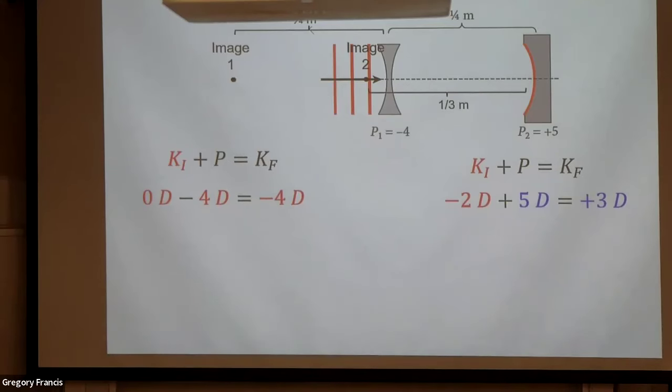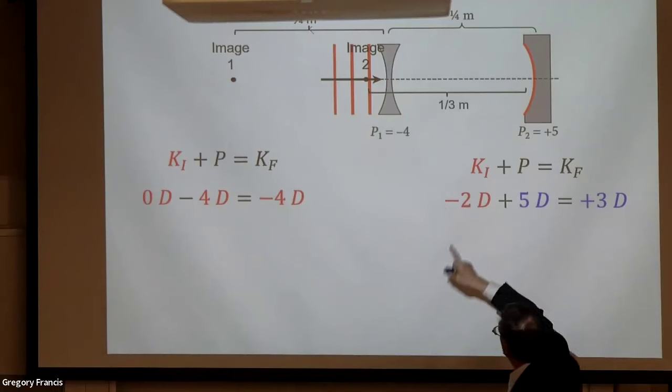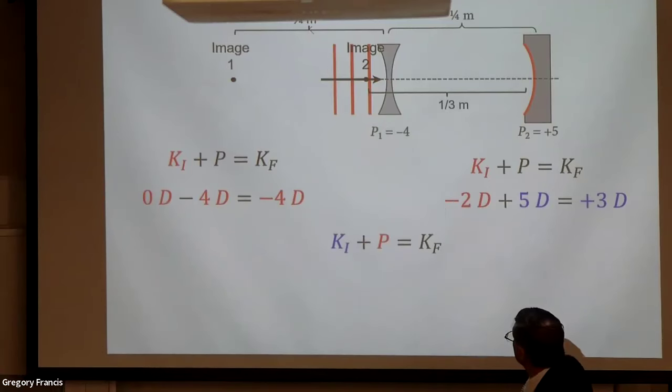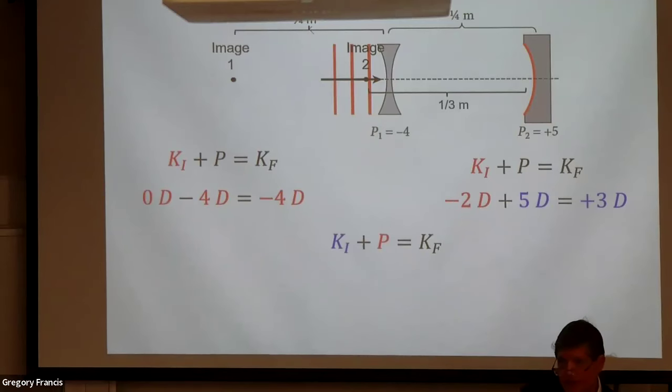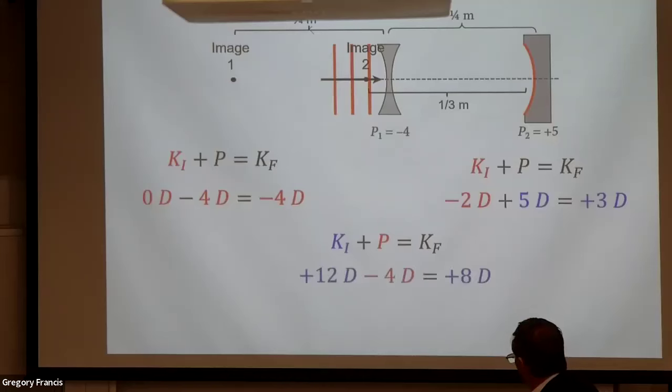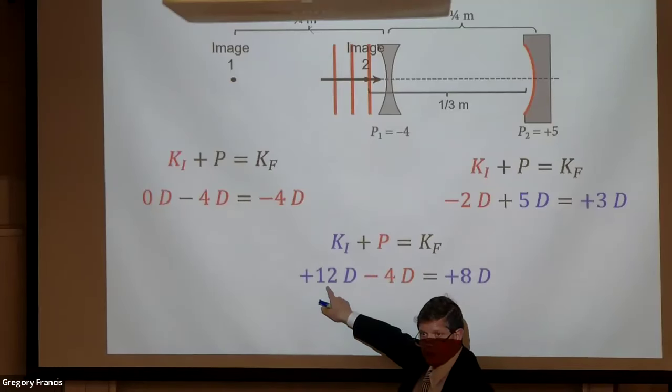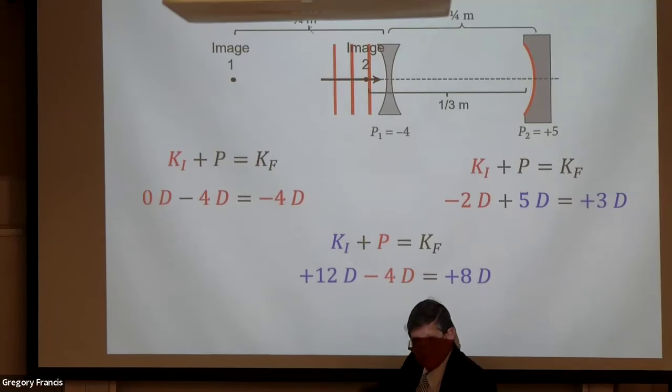Well, looky here, 1/3 meter is a little bit further than 1/4 of a meter. How much more? Well, let's do the math. Let's do 1/3 minus 1/4. I got to put those over a common denominator. That's going to be 4/12 minus 3/12. And that's going to be 1/12 meter. Okay, so it's going to appear like it is coming from an image that is 1/12 meter to the left of that negative lens.